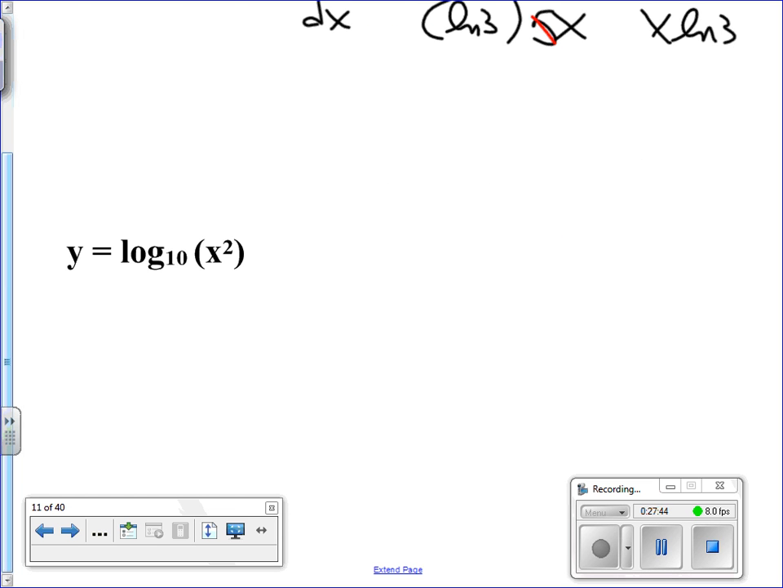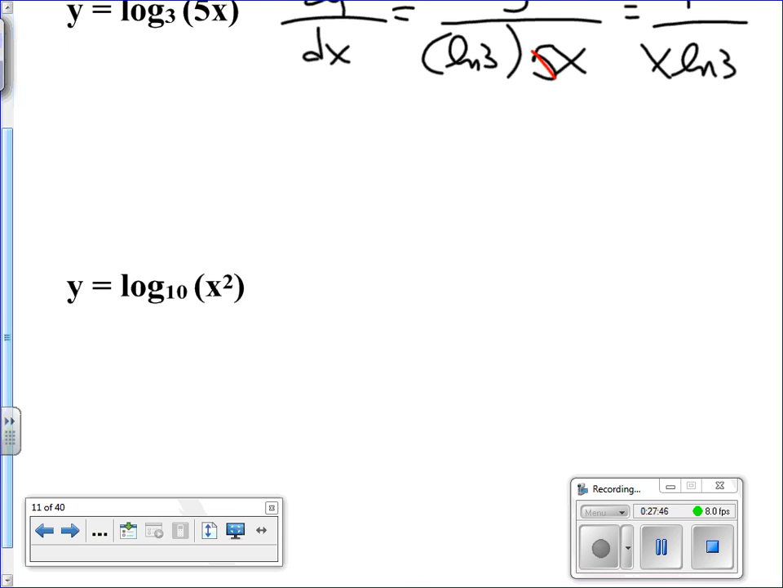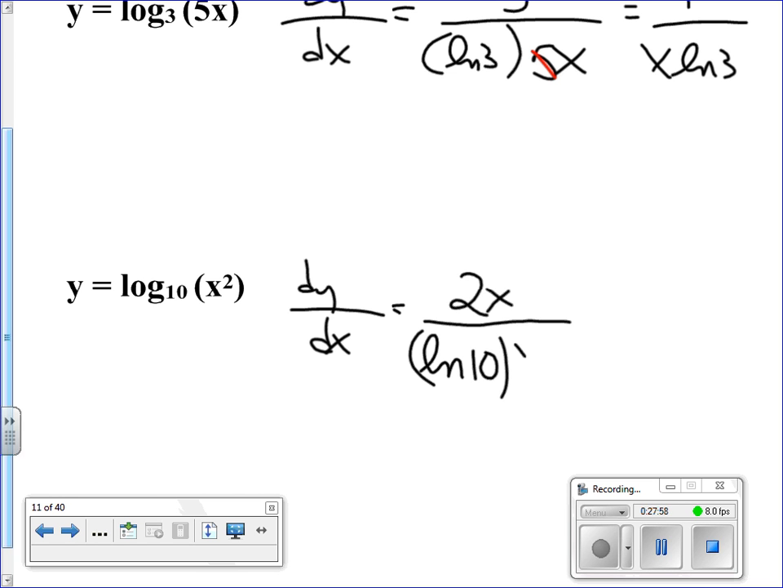Try one more so you have a little bit of practice under your belt. That one you could actually simplify the x, right? So you could write it as 2 over x ln of 10, or ln of 10 times x. You don't need those parentheses.